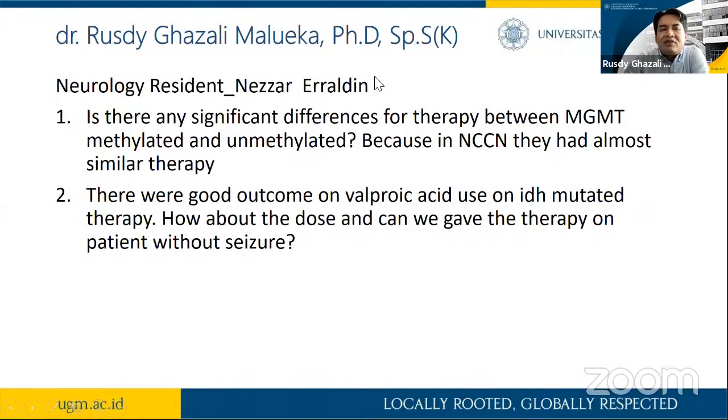And in the newest guideline of EANO in 2021, if the patients have anaplastic astrocytoma with methylation of the MGMT gene, they will not do concurrent chemoradiotherapy. The temozolomide will only be given as an adjuvant treatment. So there are some significant differences there.